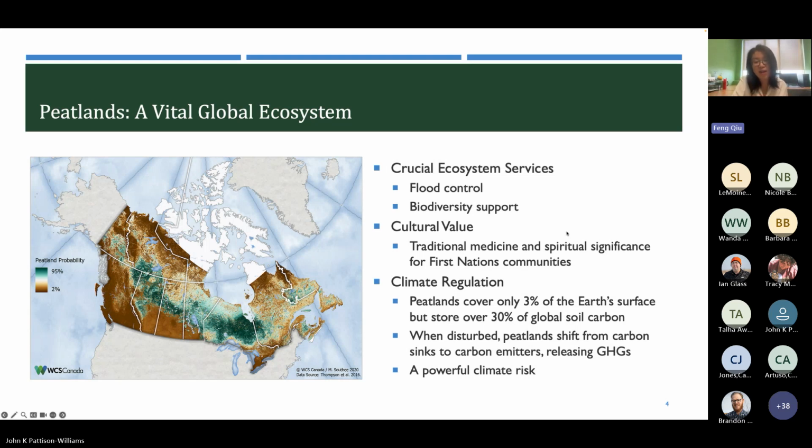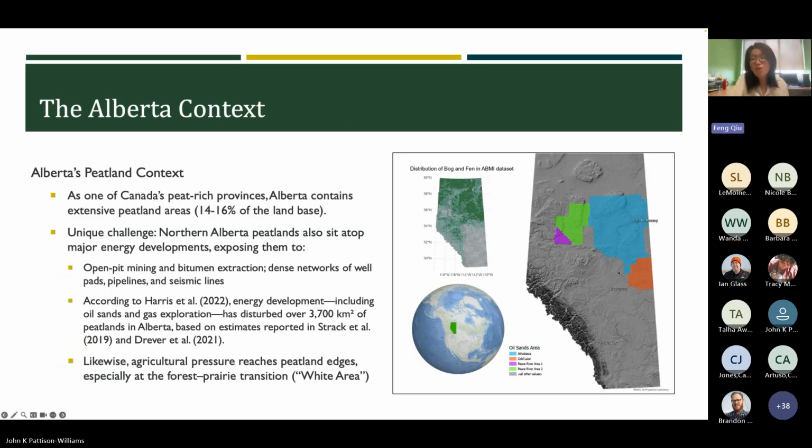This map presents the spatial distribution, the probability of peatland, in Canada. And you can see in the western area, Alberta also has lots of peatland concentrated in the northern part, the boreal forest region, the green area. Okay, next slide, please. So that's the big picture of peatland in Canada.